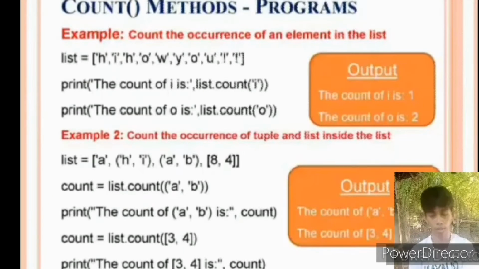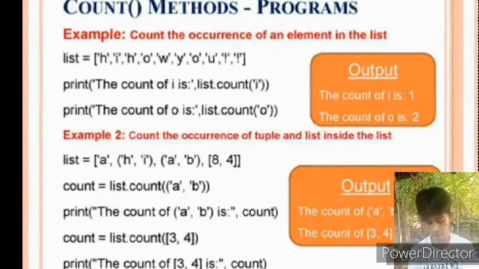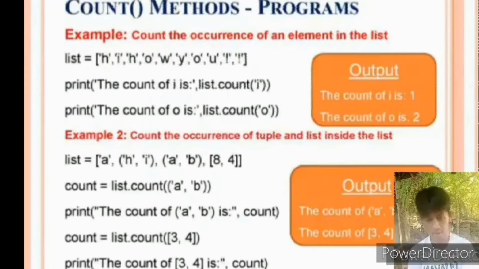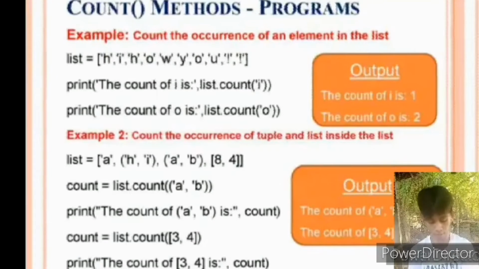How did we get the 1? Look at the list. Look at the elements of the list. Hi, how you? How many I in the elements? There's a 1. That's why we got the 1.